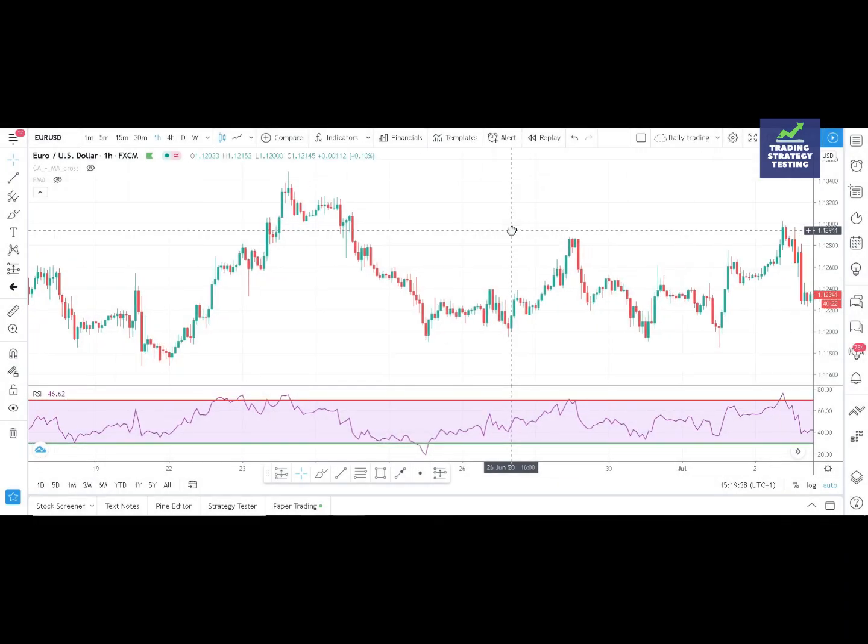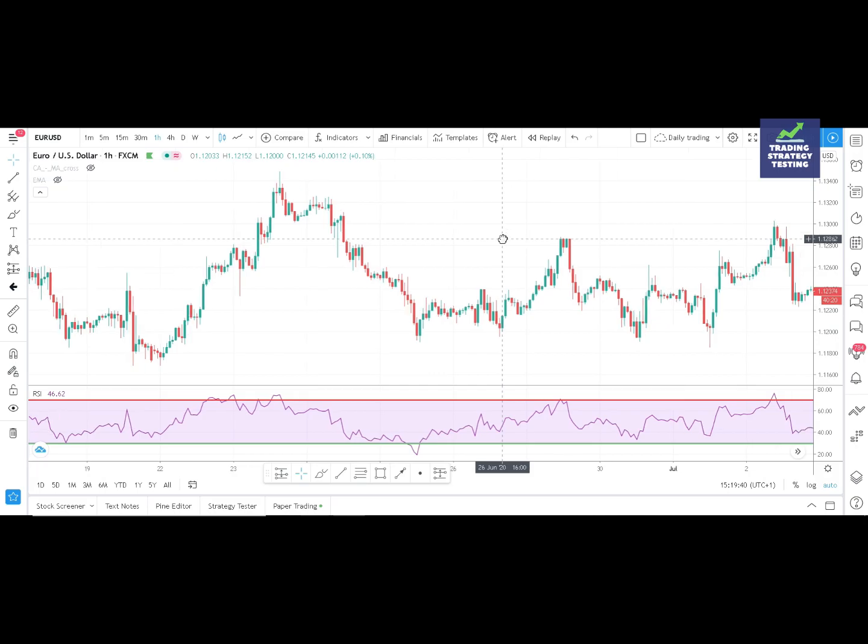The formal interpretation of the RSI indicator suggests that values of 70 or above indicate an overbought or overvalued condition and may be a sign of a trend reversal or corrective pullback in price. On the other hand, an RSI reading of 30 or below indicates an oversold or undervalued condition.